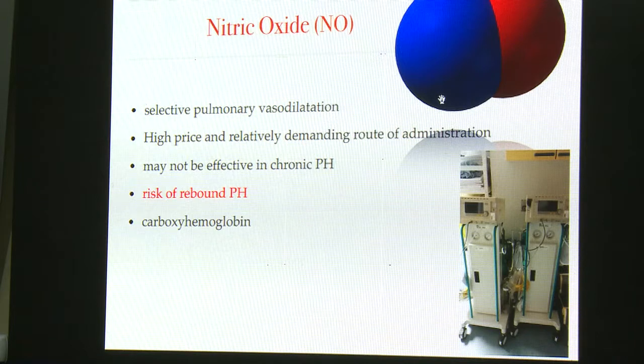Regarding inhaled nitric oxide, the good news is that it is a selective pulmonary vasodilator. The downsides are a very high price and a relatively demanding route of administration. It probably could not be effective in chronic pulmonary hypertension. And there is a risk of pulmonary hypertension after weaning from nitric oxide, so-called rebound hypertension, and a risk of creation of carboxyhemoglobin.